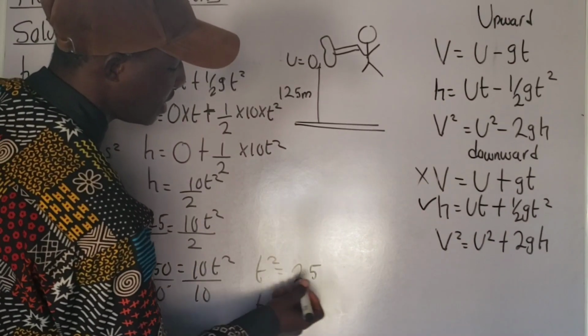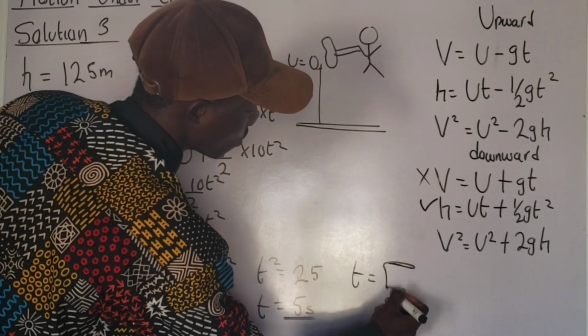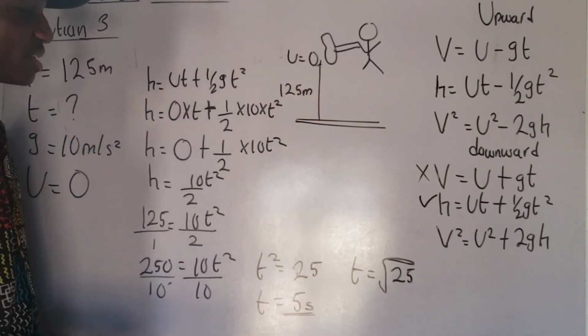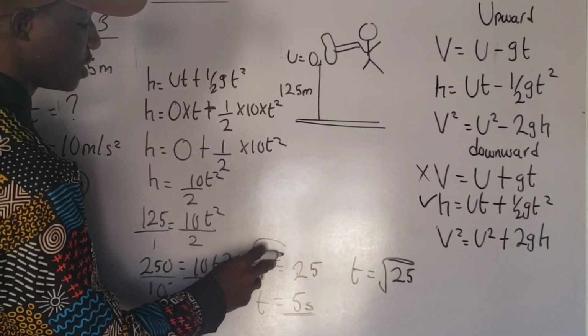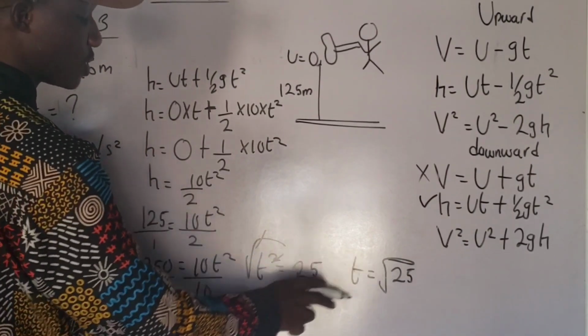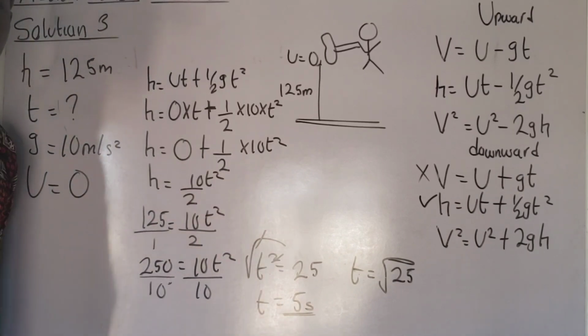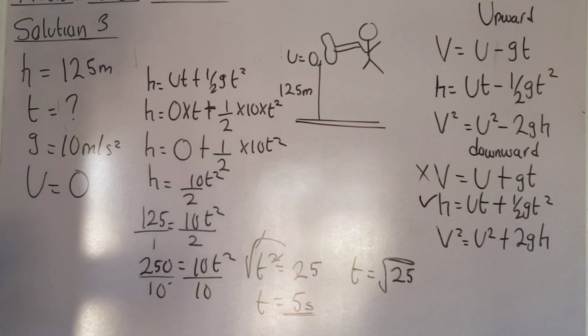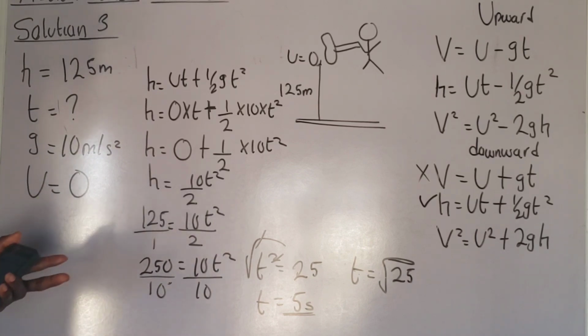Okay, what I did here is that I just took the square root of both sides. So I take the square root of 25. If you take the square root of t squared, what is it? This square will cancel this square. So I'm left with what? T equals the square root of 25. And the square root of 25 is what? 5. So t equals 5 seconds. That is the time it takes the hammer to reach the ground. Okay, so that is the solution to that question.